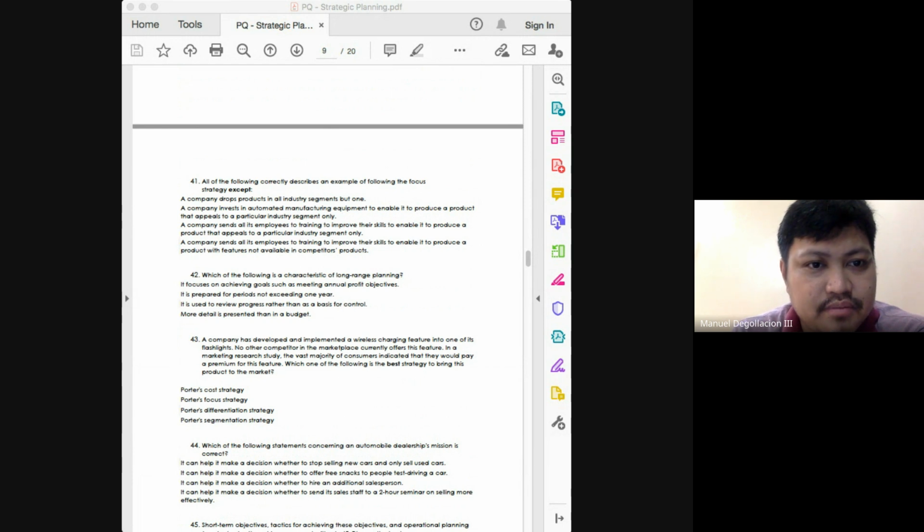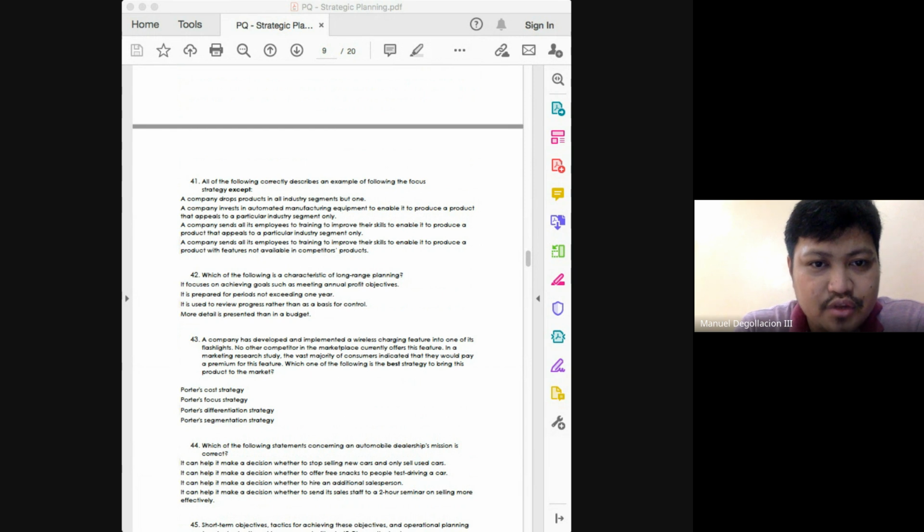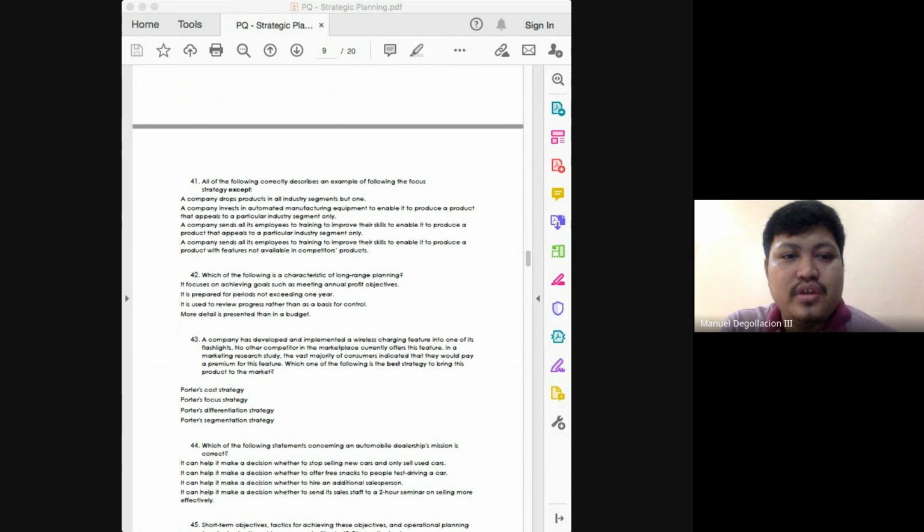A company sends all its employees to training to improve their skills to enable it to produce a product that appeals to a particular industry. Again, also a result of a focus strategy. A company sends all its employees to training to improve their skills to enable it to produce a product with features not available in competitors' products. So now this would not be considered as a focus strategy. Okay, so the answer would be the fourth choice here. Okay, in a focus strategy, organizations will limit their attention to a particular segment in the industry.